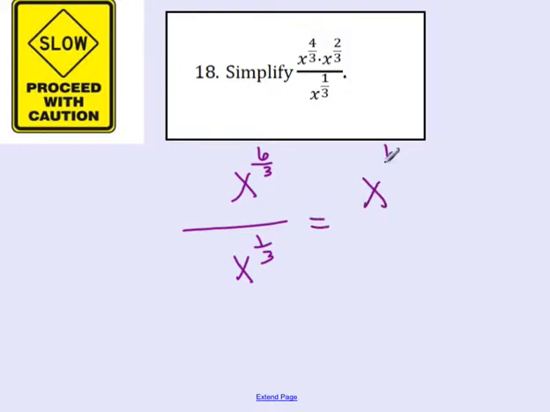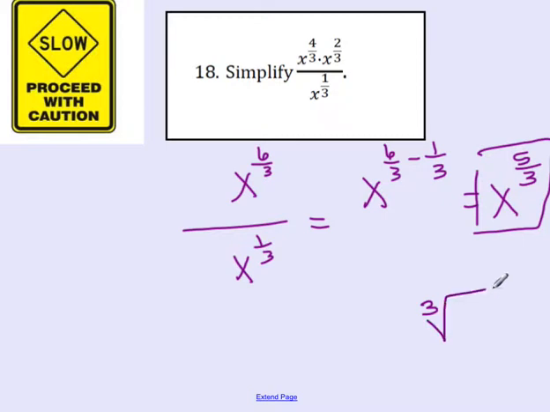Maybe it'd be easier, though, to leave it as x to the 6 over 3. And the reason I said that is because I'm going to subtract these. So I have 1/3. So I would have 6 over 3 minus 1/3. So 6 minus 1 is 5/3. So I have x to the 5/3. And I can write it like this, or I could put it into a radical form. It's going to be the cubed root of x to the 5th. Either one of those answers is perfectly fine.